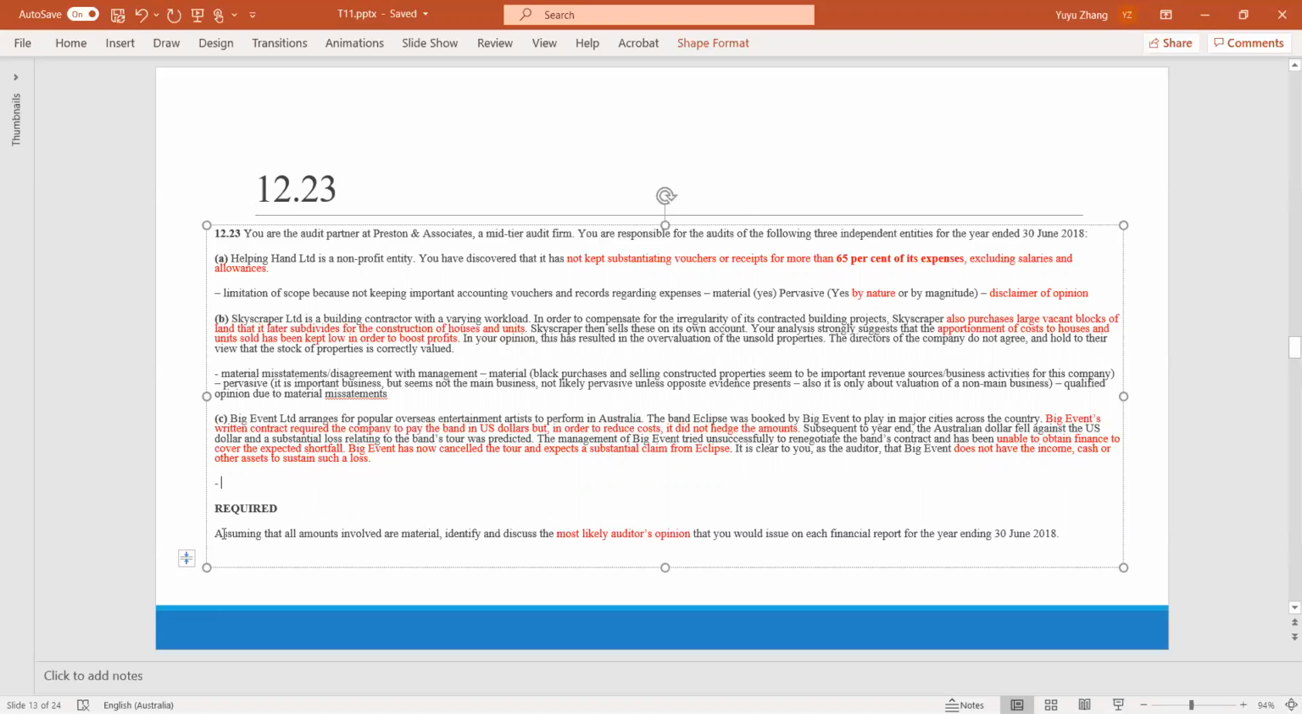Is this unmodified? Is this about material misstatement? Is this about limitation of scope? Or is this about something else?